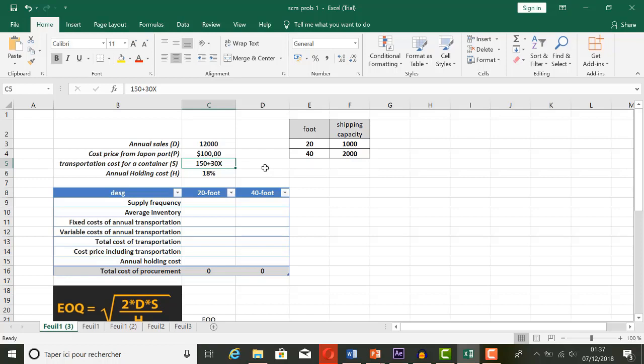Then we have a holding cost of 18%. Usually we will find that the holding cost is a certain percentage. And to get this holding cost, we will simply take that rate and multiply it by the price.